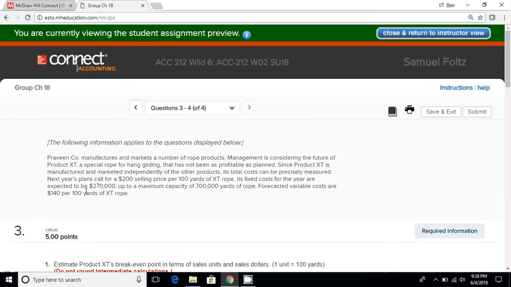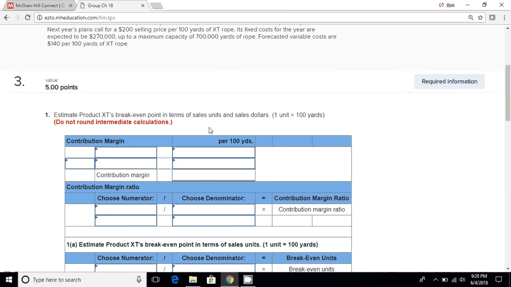Since product XT is manufactured and marketed independently of the other products, its total cost can be precisely measured. Next year's plans call for a $200 selling price per 100 yards of XT rope. Fixed cost for the year is expected to be $270,000, up to a maximum capacity of 700,000 yards of rope. This is the relevant range. Forecasted variable costs are $140 per 100 yards of XT rope. It says estimate product XT's break-even point in terms of sales units and sales dollars.